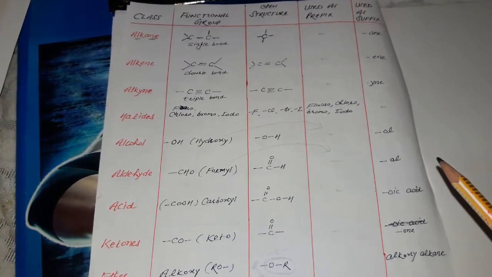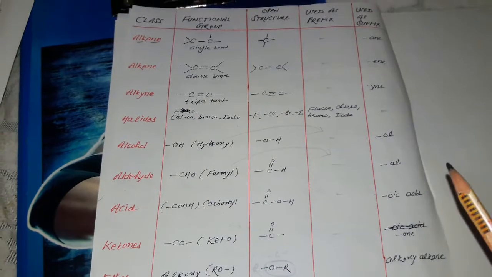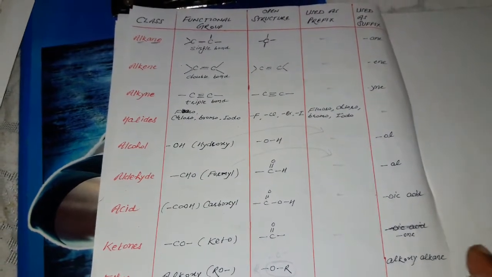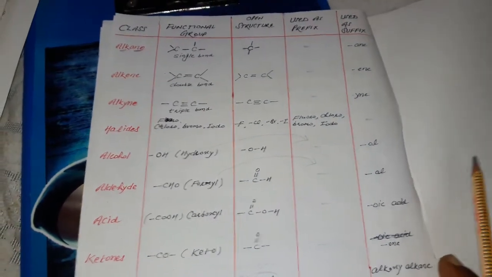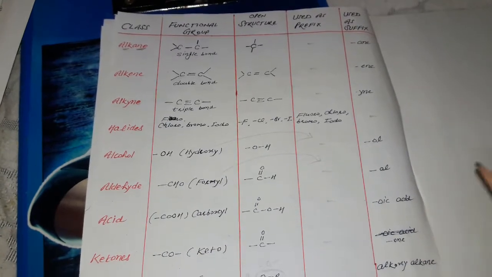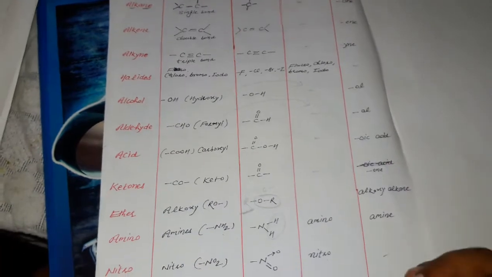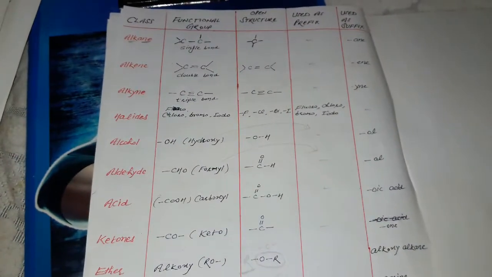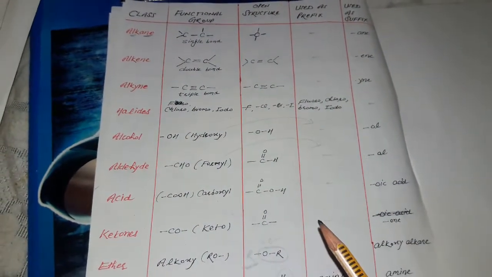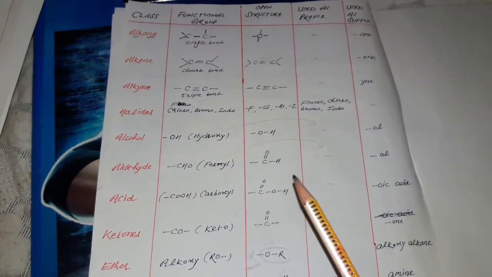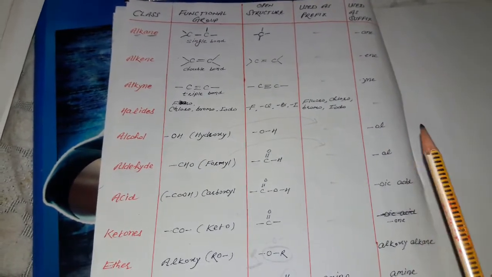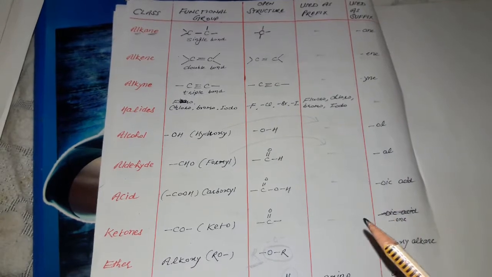Next topic will be related to IUPAC nomenclature. For nomenclature or naming, understanding this table of functional groups is very important. So revise this table, learn this table. All the prefix and suffix names, you need to study.